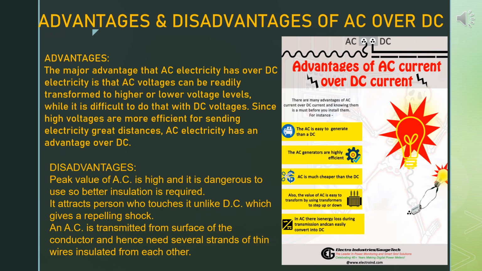AC is more dangerous than DC, and AC cannot be used in electrolysis, but DC can be used.